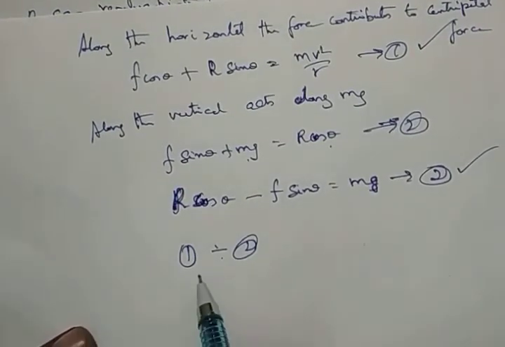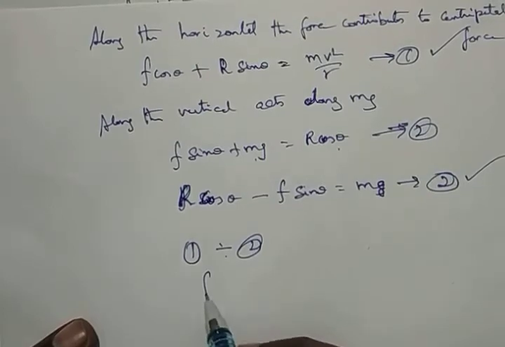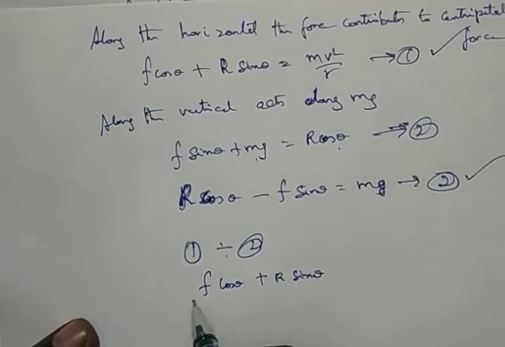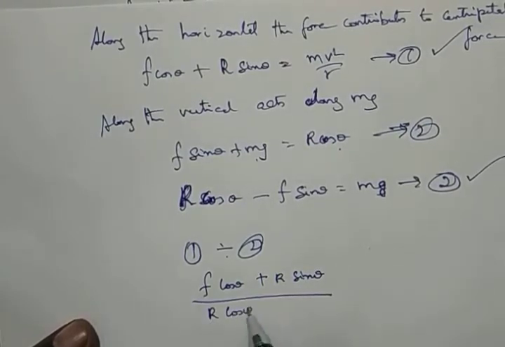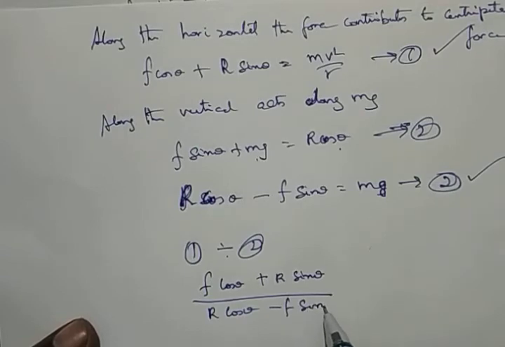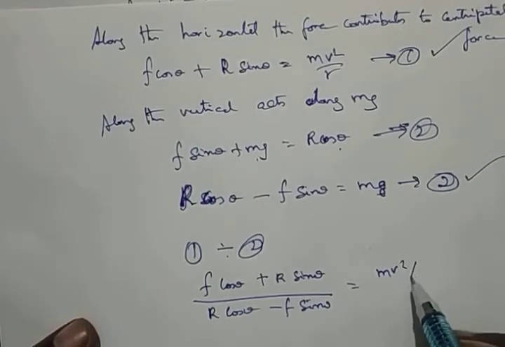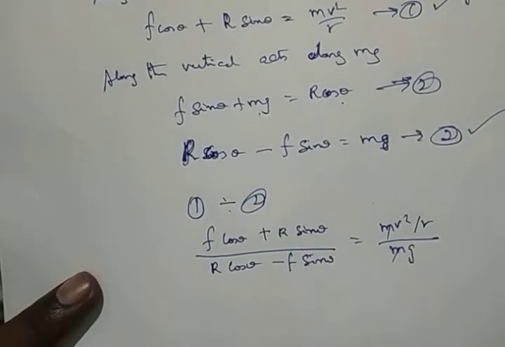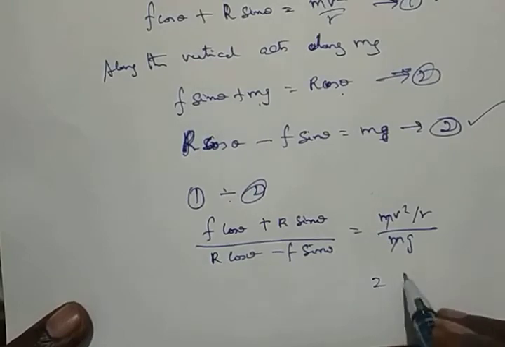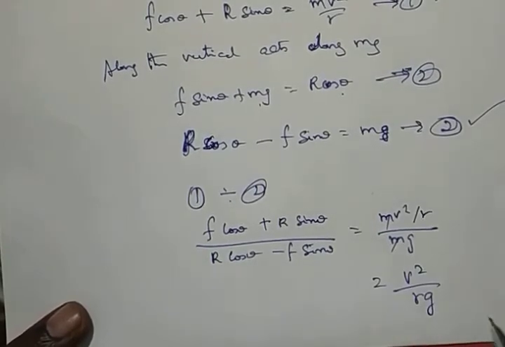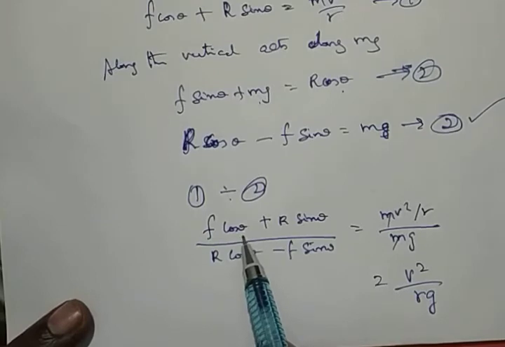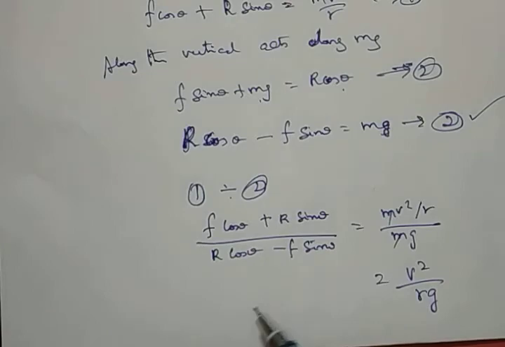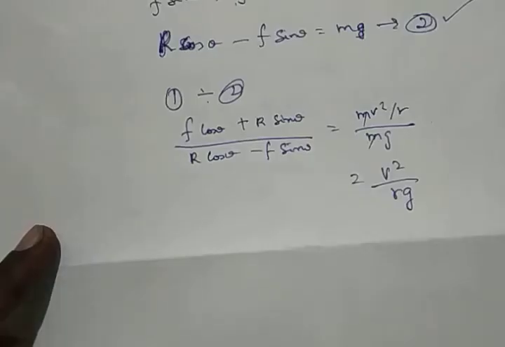So carefully write all of the steps of equation number 1 and equation number 2. F cos theta plus R sin theta divided by R cos theta minus F sin theta is equal to mv square by r upon mg. These two get cancelled out, right? So what you can write is v square upon rg. Now in this one, you can make a little bit of adjustments, multiply and divide, and then you'll be able to get the next equation.